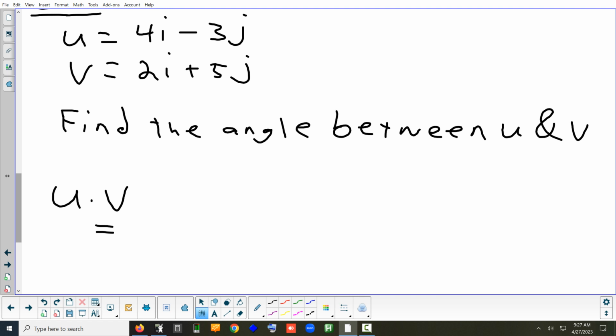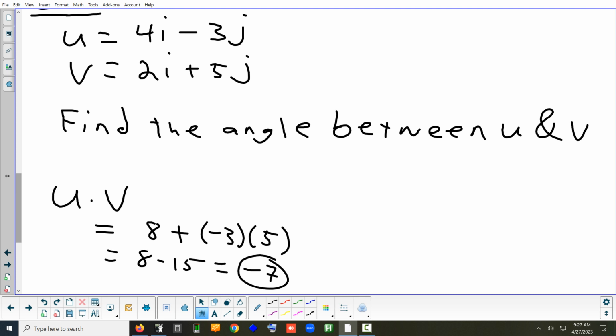First two things I'm going to multiply for my dot product are what? 4 and 2. So we got 4 times 2. And the next two things I'm going to multiply together for my dot product: negative 3 and 5. So that's actually going to give me 8 minus 15, which gives me how much? Negative 7. Okay, so there's my dot product.